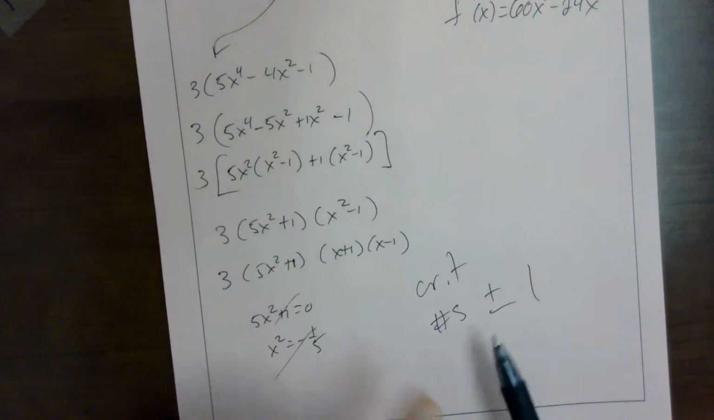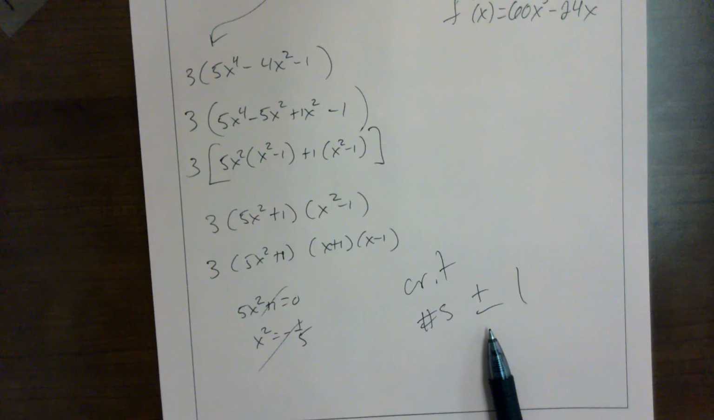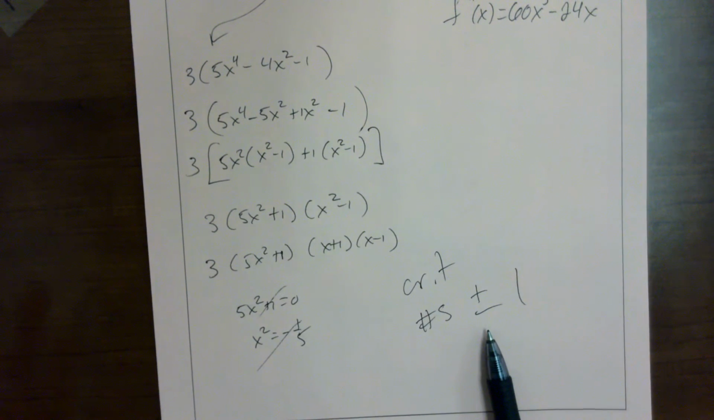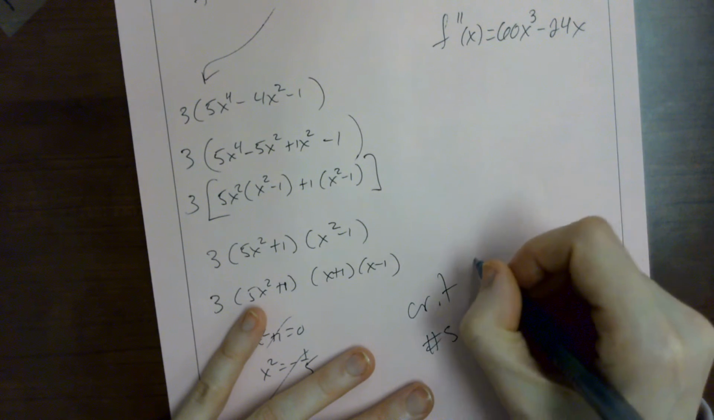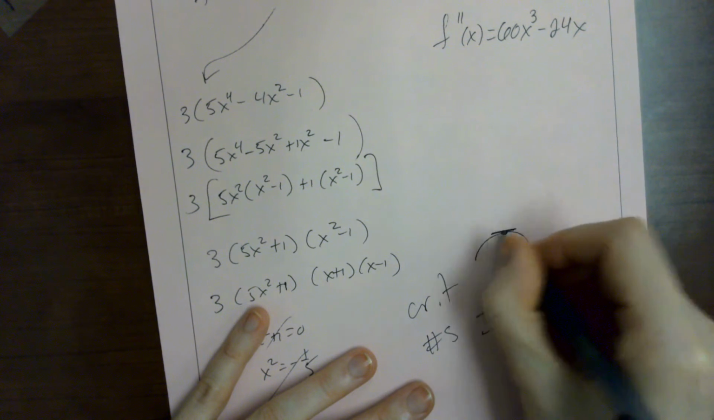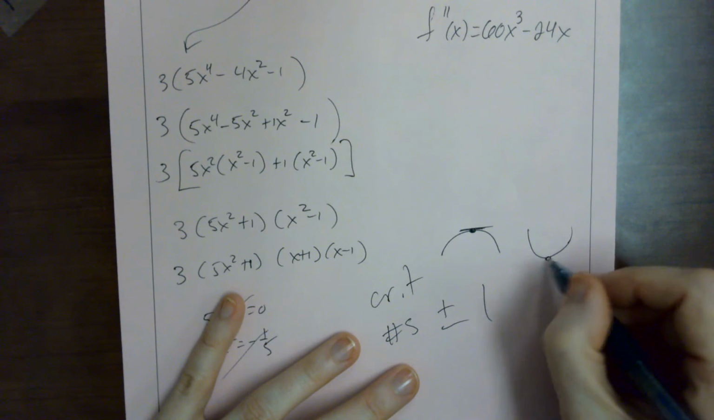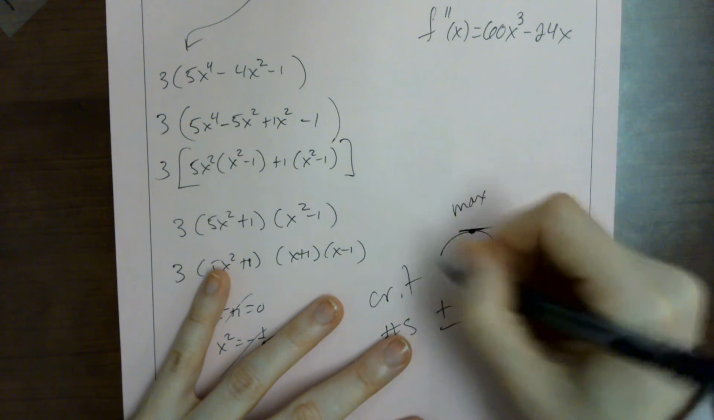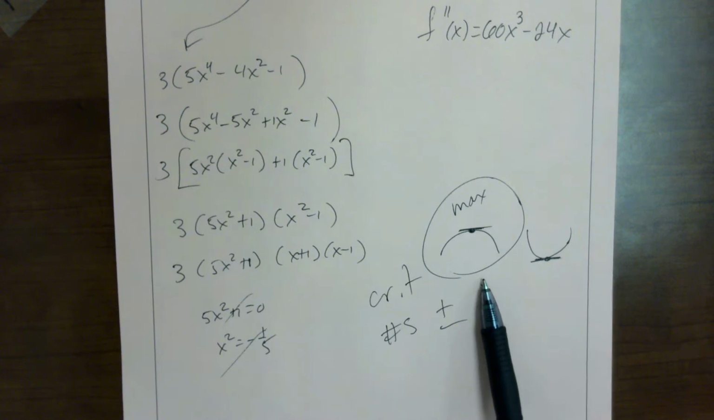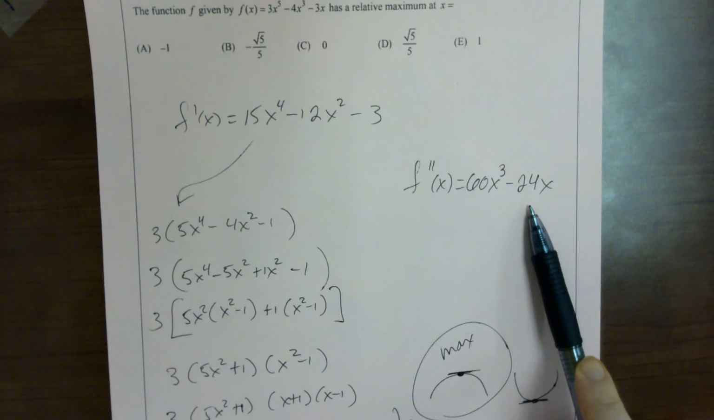Now, all that this tells us is that our graph has horizontal tangents at positive 1 and -1, but we don't know if the graph is concave up or concave down. If it were concave down with a horizontal tangent, we'd have a max. If it were concave up with a horizontal tangent, we'd have a min. So we're looking for this max situation. How do you know if the graph is concave up or concave down? You plug these into the second derivative.